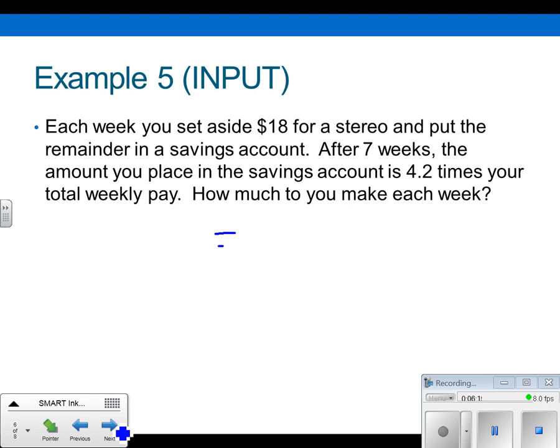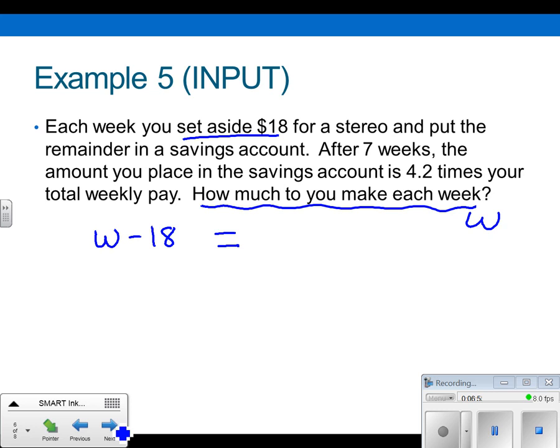So we have an equal sign. And so we're finding how much you make each week, so maybe we'll use W for how much you make in 1 week. So that's going to be our variable that we're going to see on both sides of the equation. So if you take how much money you make each week, you set aside, it says $18. Now set aside, that means you're subtracting $18. So this is what you do every week. You take what you make, W, minus 18. And then you put the remainder into savings.